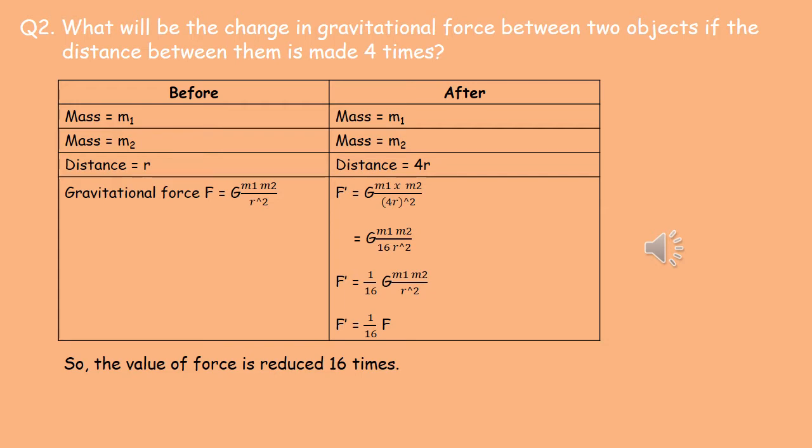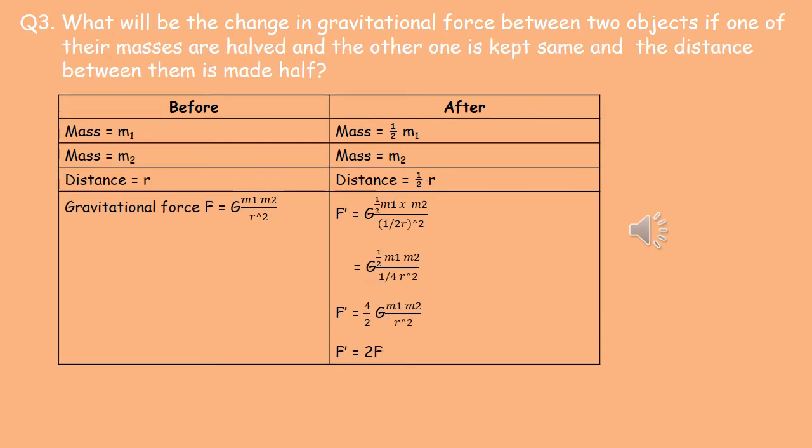From the first column we are getting G m1 m2 by r square is equal to F. So F dashed is equal to 1 by 16 F. So the value of force is reduced 16 times if we increase the distance between them 4 times. Question number 3. What will be the change in gravitational force between the two objects if one of their masses is halved and the other one is kept same and the distance between them is also made half?